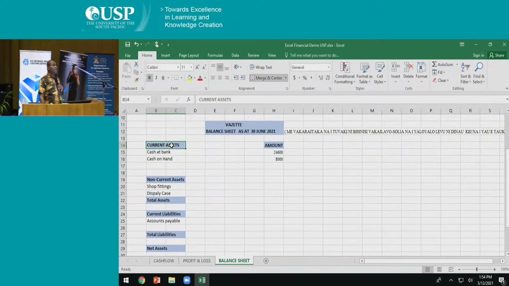Okay, by the way, what is current assets? What is current assets? Assets, sorry.